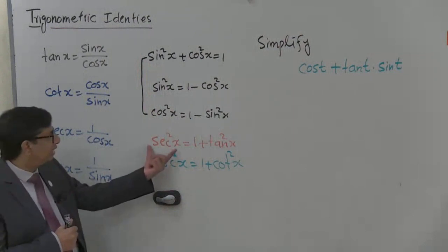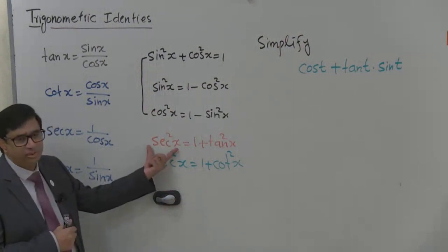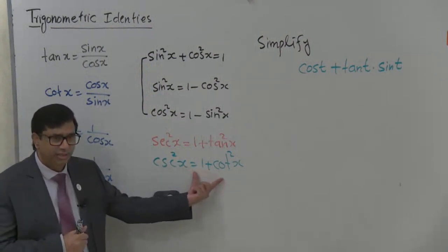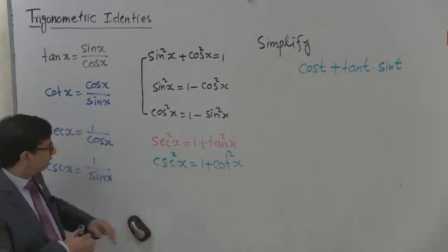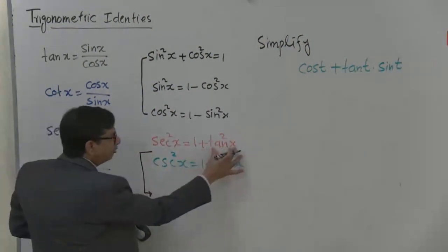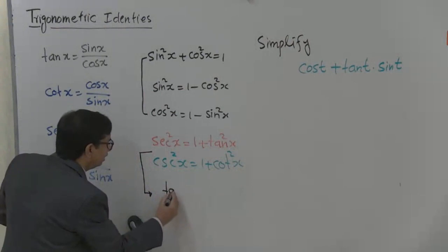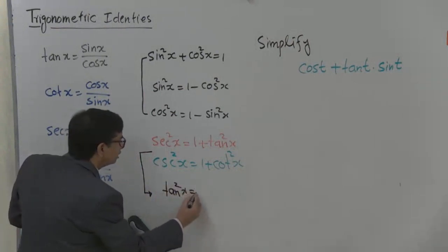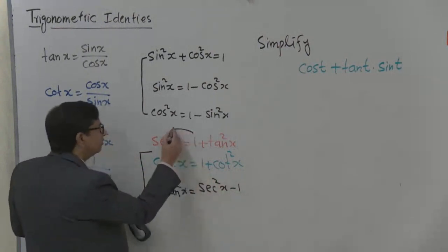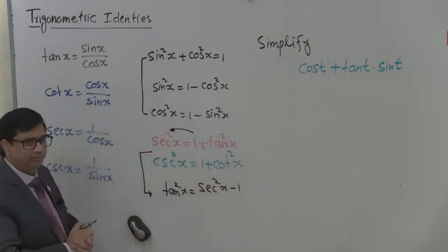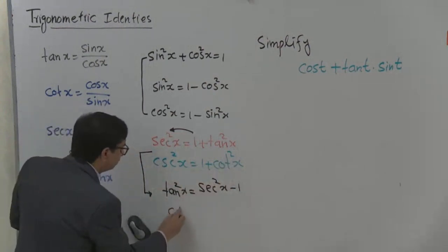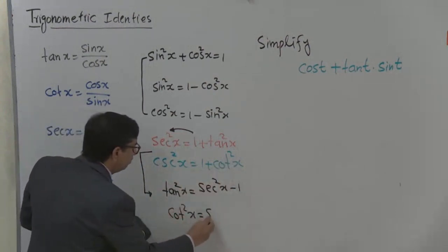So when secant square x comes, it is 1 plus tangent square x. Cosecant square comes 1 plus cotangent square x. And from this we can derive further, if you want to find the value of tangent square x, so tangent square x equals secant square x minus 1, because this one we subtract from both sides. And same is for cotangent square x. Sometimes we use it.